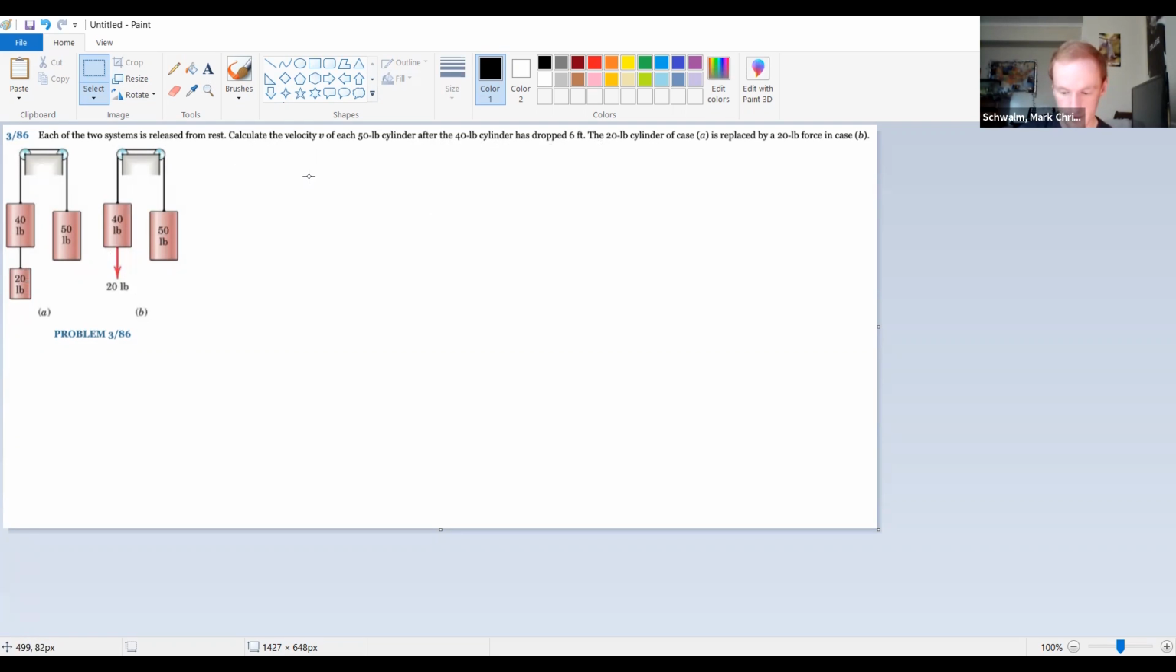All right, so for case A, you should remember Dr. Mary gave you a formula. It looks like this. U 1 minus 2, this is a work term, equals delta T. And delta T stands for the kinetic energy.